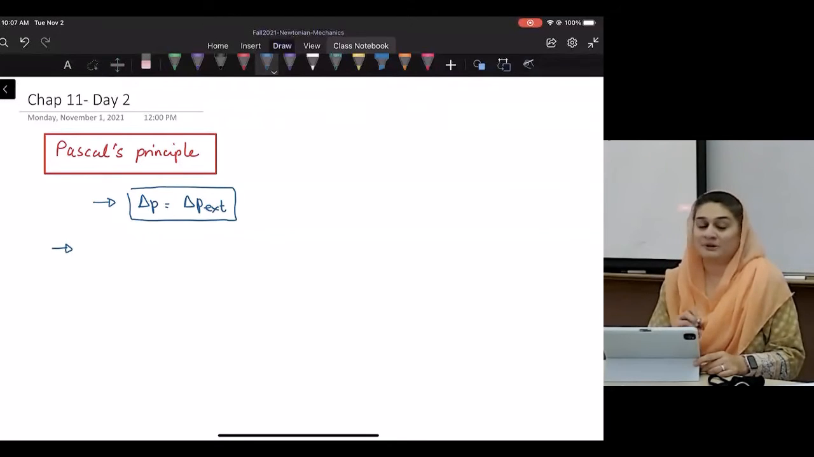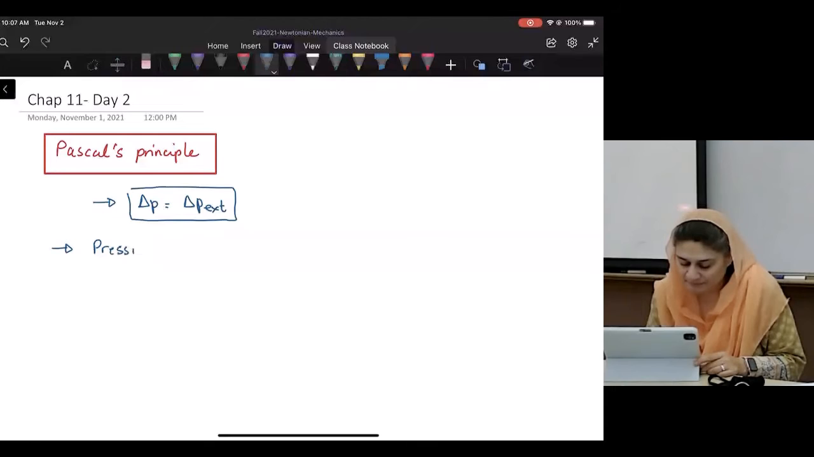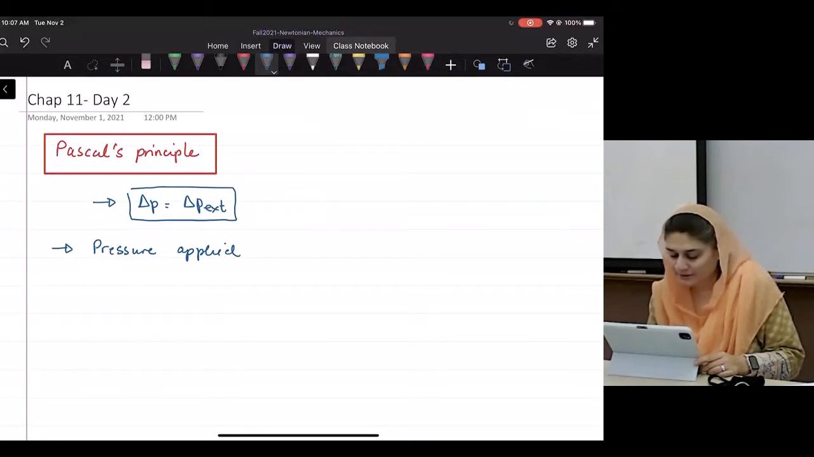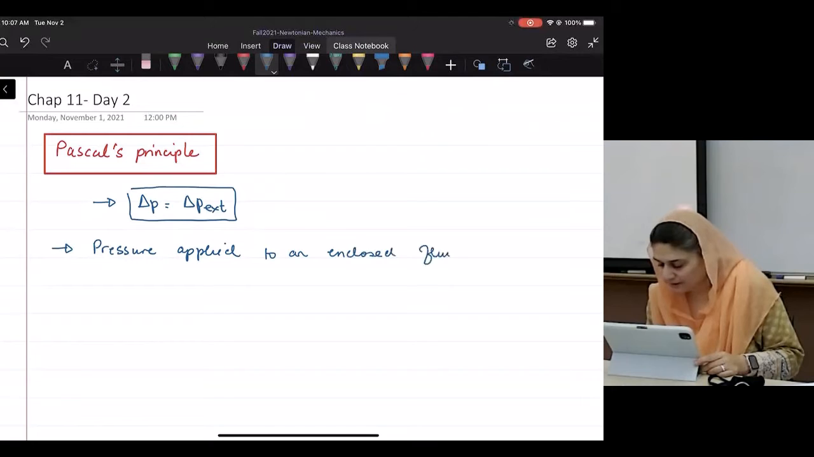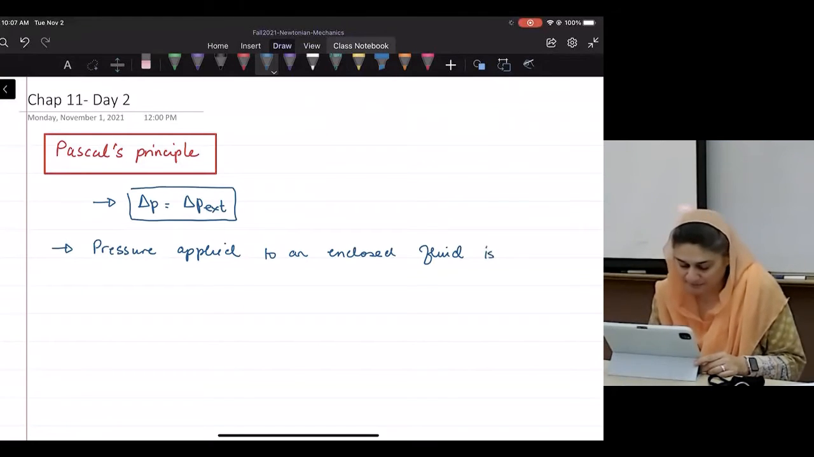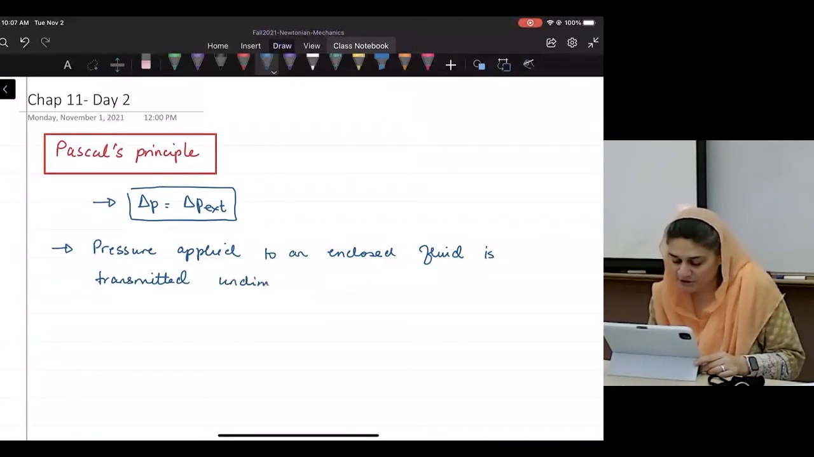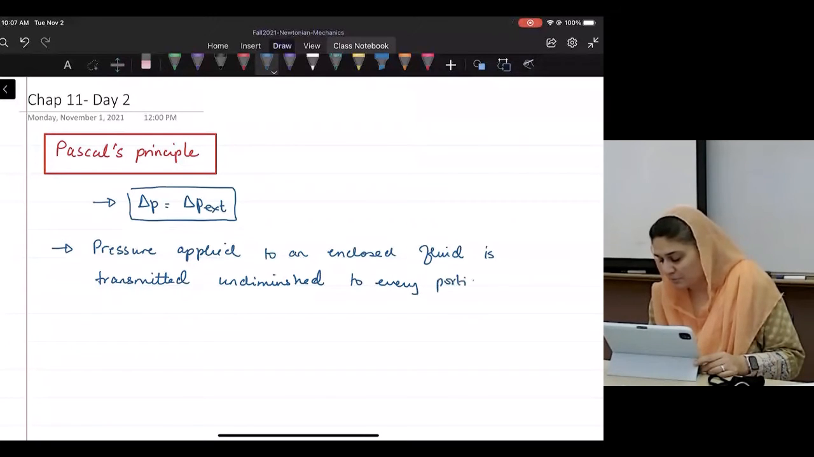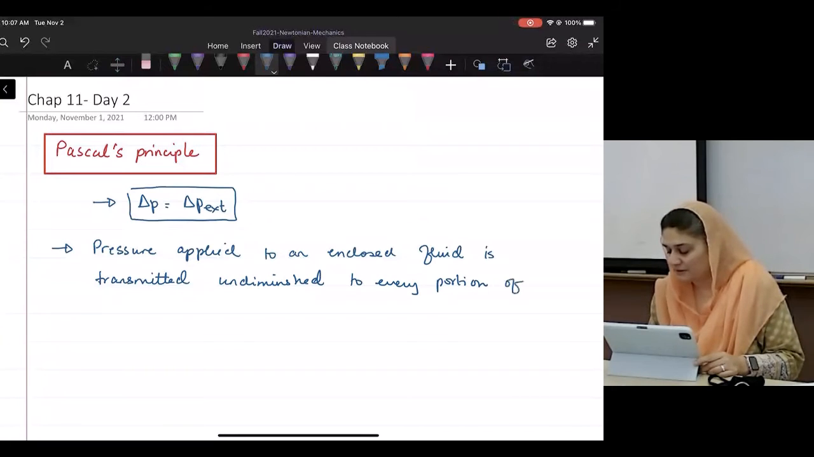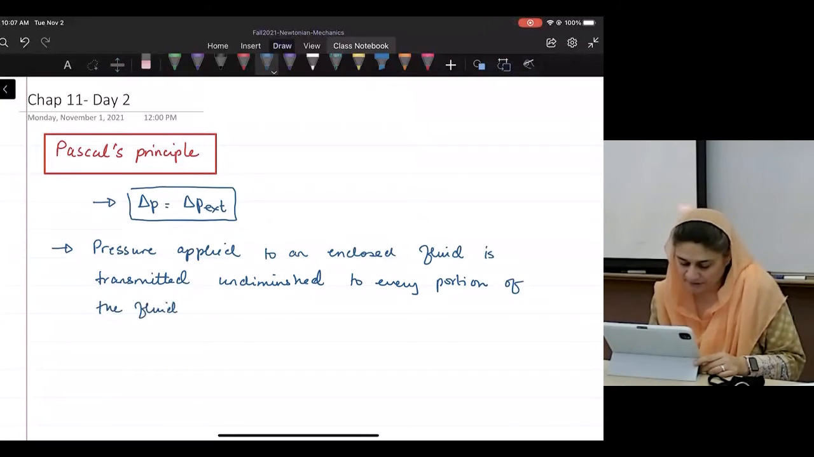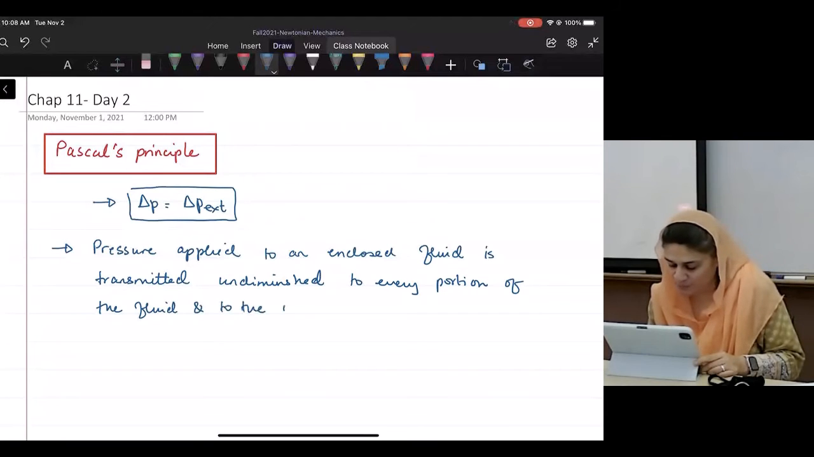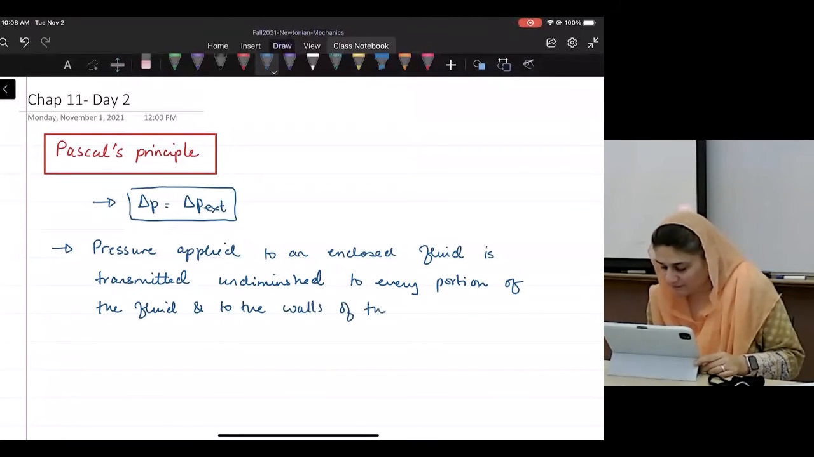Let me define it formally. Pressure applied to an enclosed fluid is transmitted undiminished to every portion of the fluid and to the walls of the container.